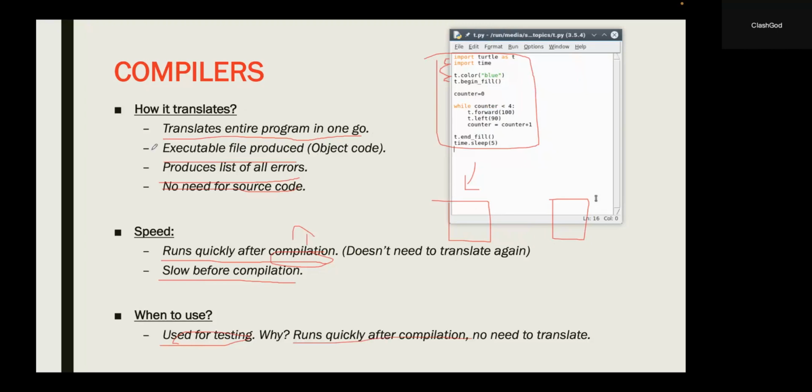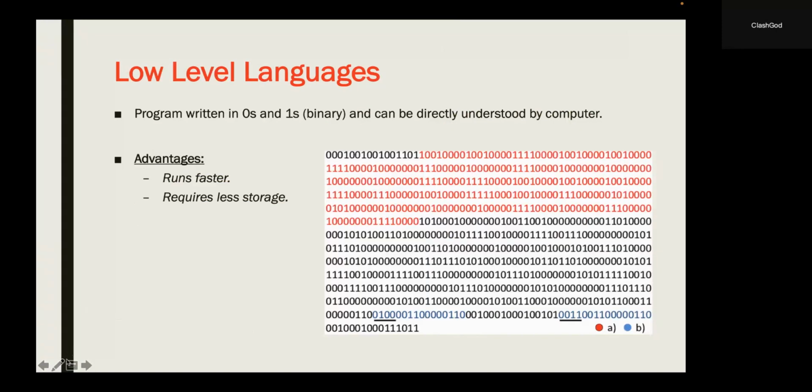Kind of opposites to interpreters. But yeah, so that is translators. There are two types, interpreters and compilers. You have to know kind of the differences between the two. So that's it. That's actually the end for high-level languages. We talked about what they are. We talked about translators. Now we're going to talk about low-level languages.